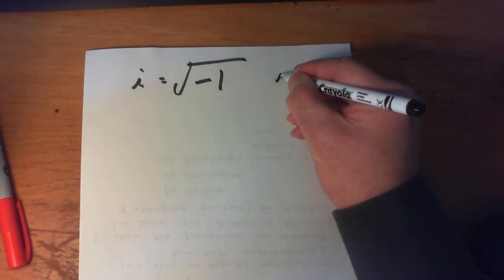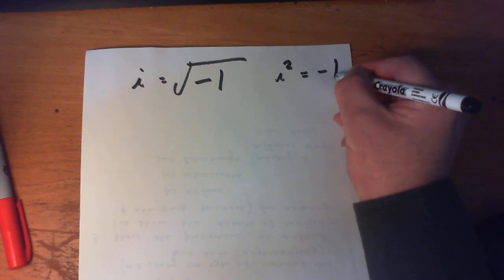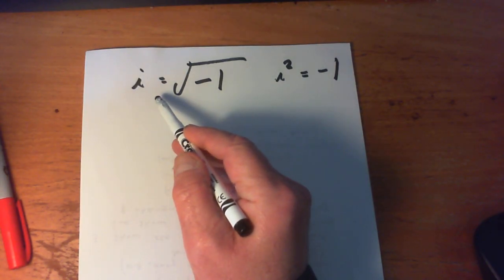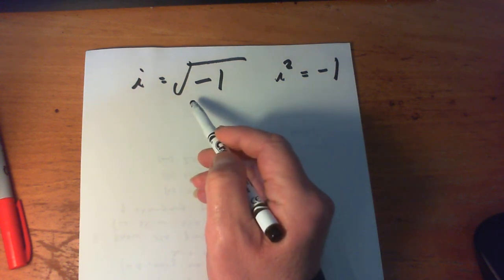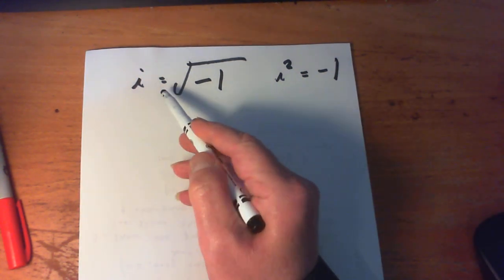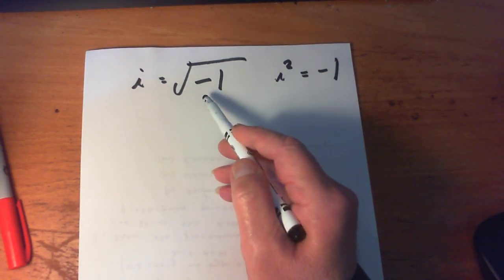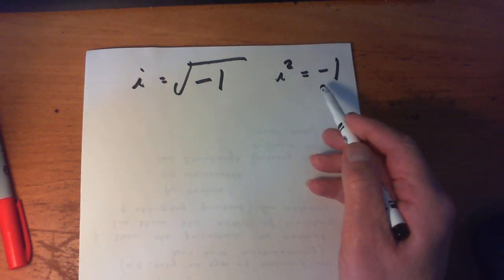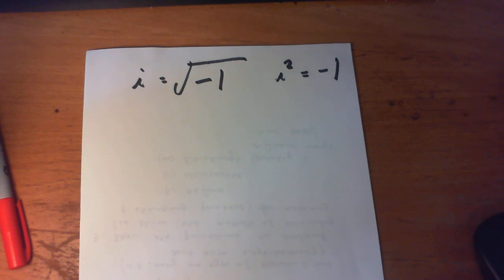The effect of that is that i squared is -1. I previously said that square roots of negative numbers don't exist. But I've now defined i to be the square root of -1, which is a bit funny. If I square that, i squared just becomes a normal number, -1.